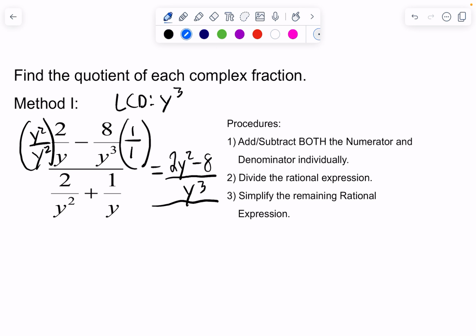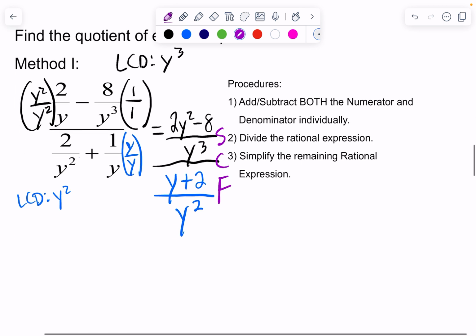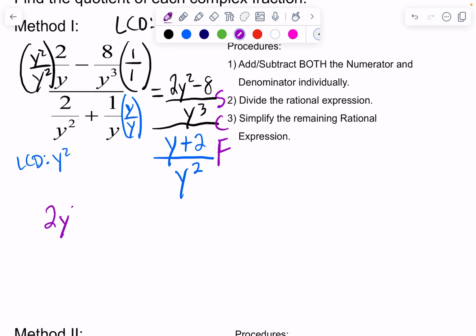Now, the LCD of the denominator, in this case, is y squared. So this first fraction already has the denominator of y squared. This second fraction needs 1 extra y, which I multiply to the numerator and denominator, leaving me with y plus 2 over y squared. Now I'm going to go ahead and stay, change, flip. So I'm going to stay. First fraction stays the same. I'm going to change division to multiplication, and I'm going to flip the second fraction.